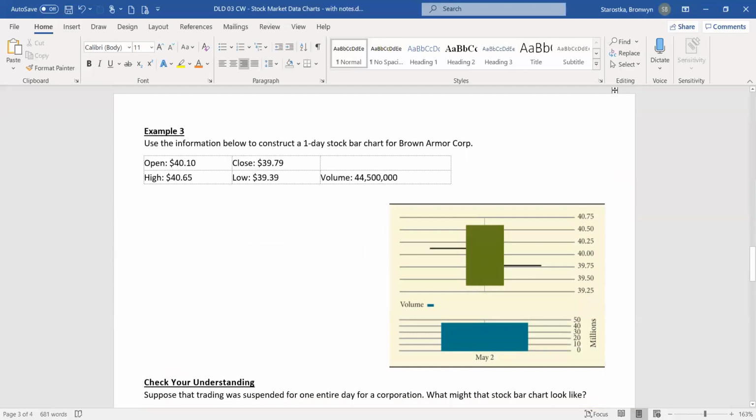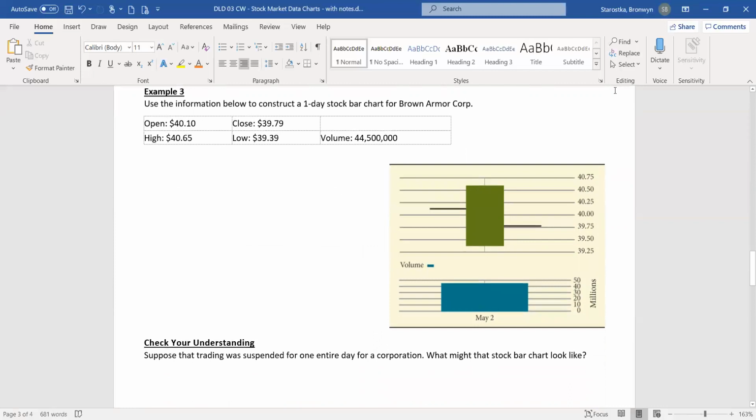Example 3, we want to use the information below to construct a 1-day stock chart bar for Brown Armor Corporation. So I just put the diagram here. Again, let's make sure that we understand all the parts of this type of chart. Right here, the high for the day. Right here, the open, that horizontal bar. And this bar, this is the close. And down here, this is the low.